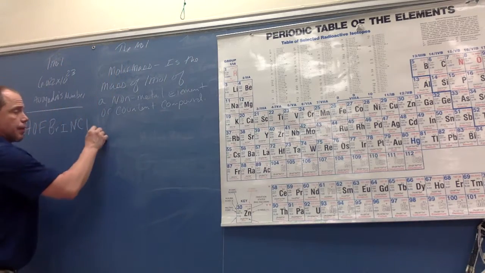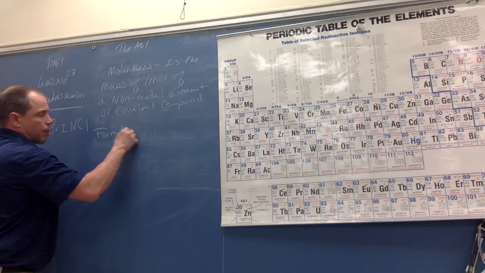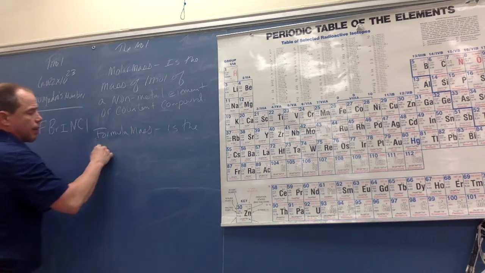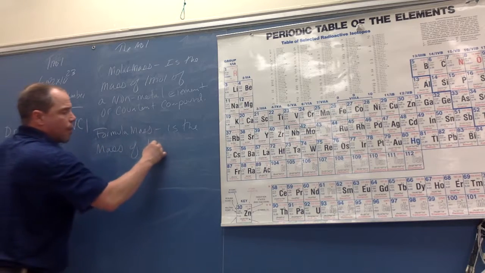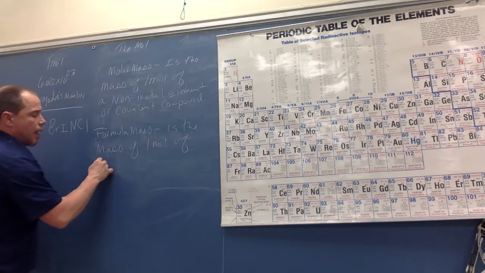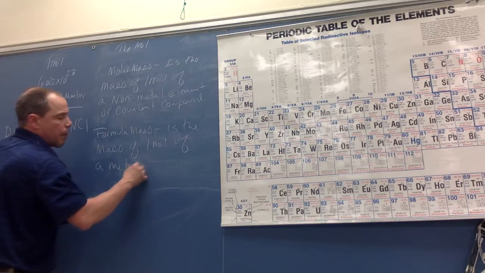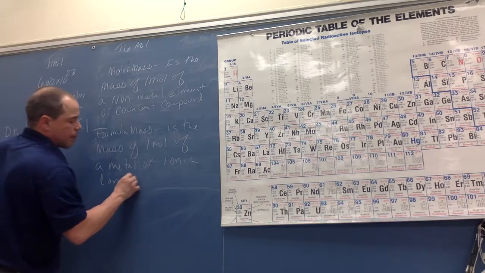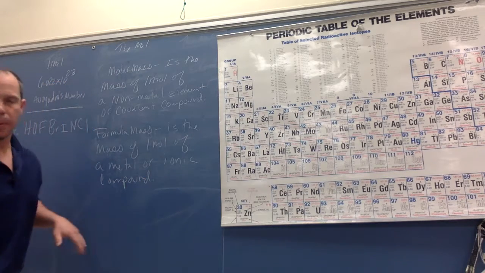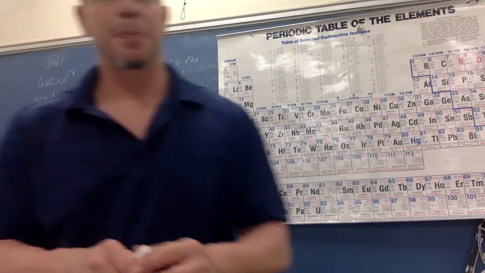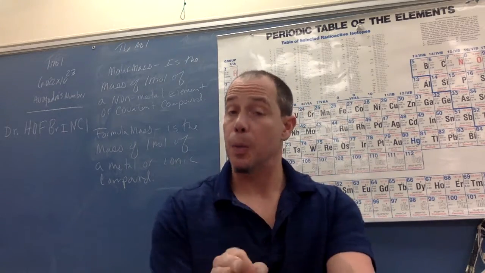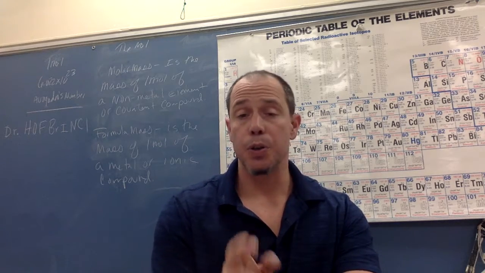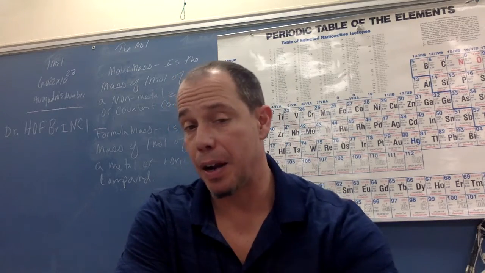So formula mass is the mass of 1 mole of a metal or ionic compound. Pretty straightforward. Fortunately for us, calculating molar mass and formula mass is pretty darn easy, as long as you know how to use your periodic table and a calculator.